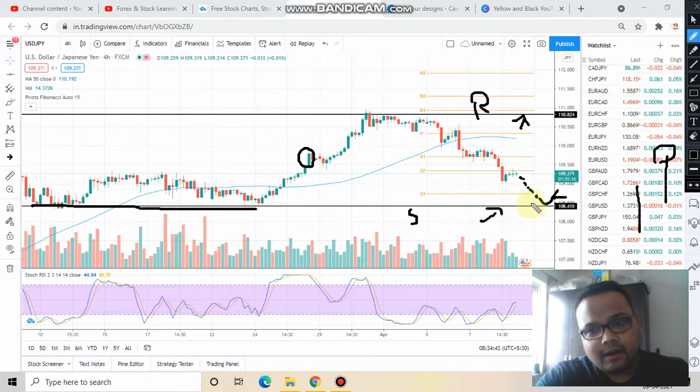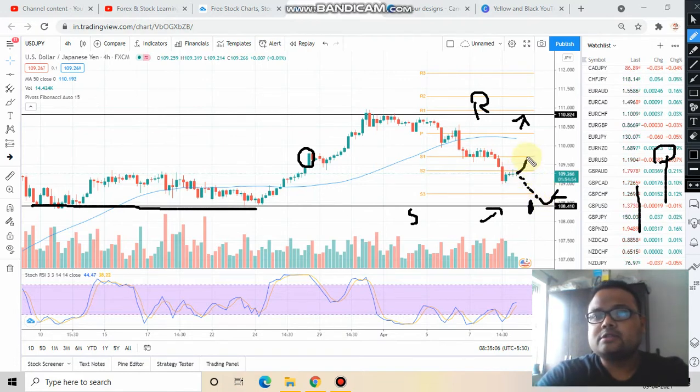Secondly, if the market crosses this level, no need to trade. Today is Friday, just leave it. Do not short the market, because there is a possibility that after going down a little bit, the market will bounce back. So do not short the market.